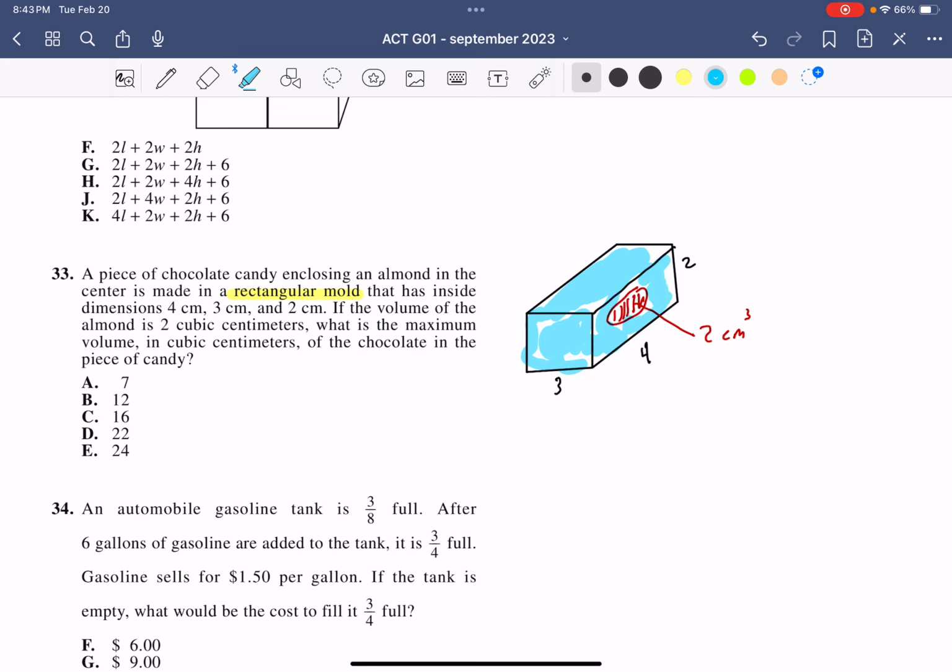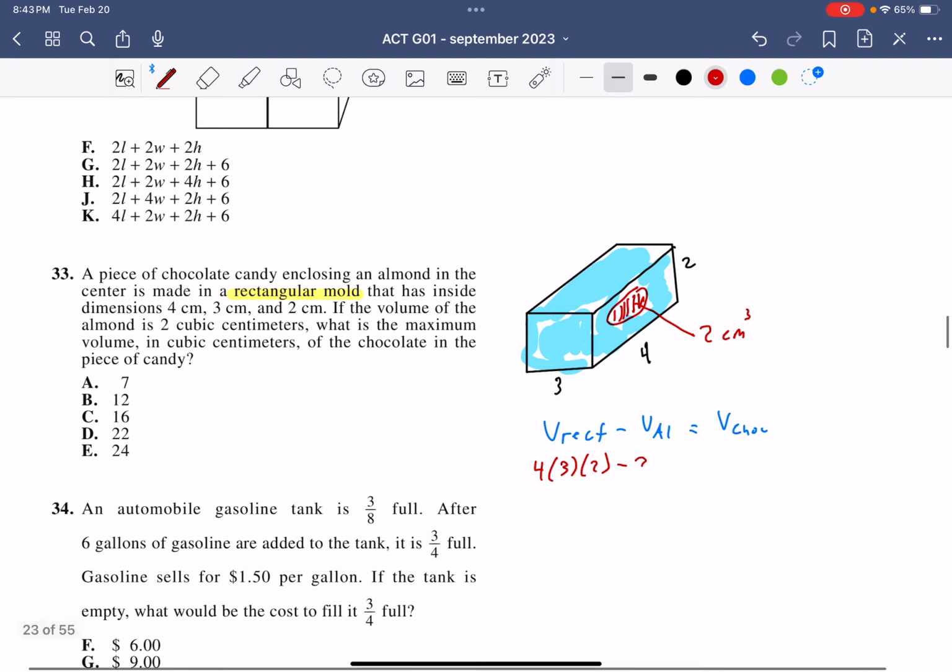Okay? So what we're going to do is take the volume of the rectangle, subtract out the volume of the almond, and that's going to give us the volume of the chocolate. Okay? And the volume of the rectangle is just length times width times height. So 4 times 3 times 2, and we know the volume of the almond because it's given.